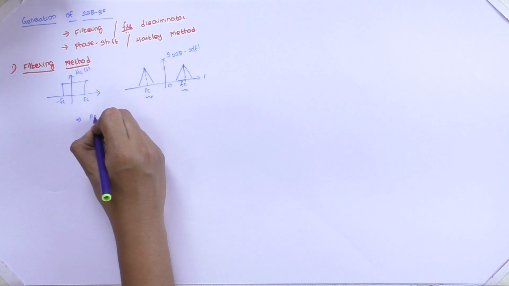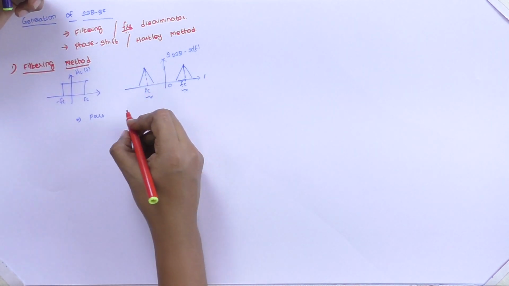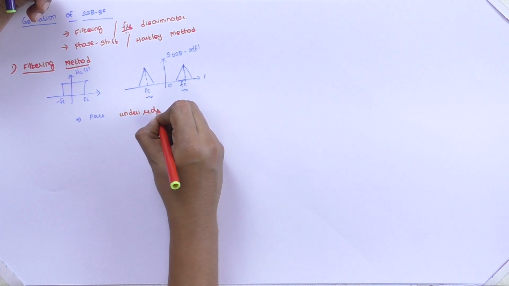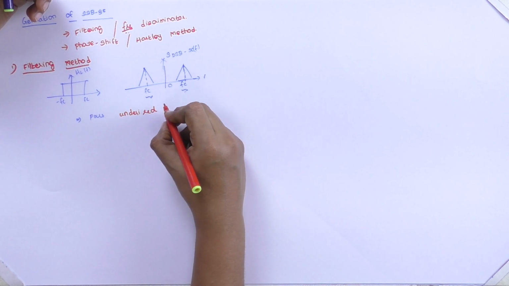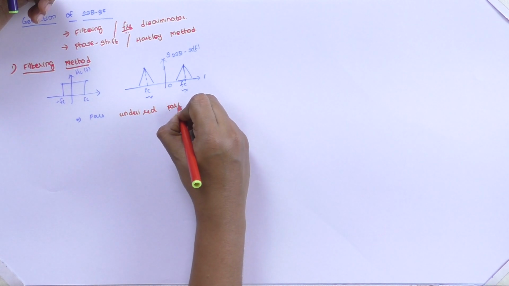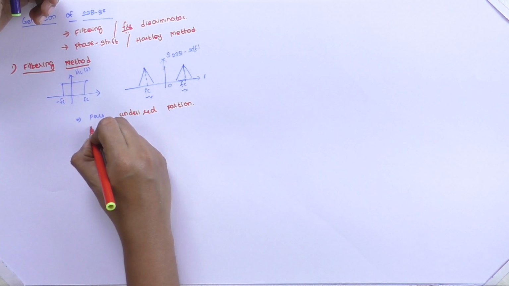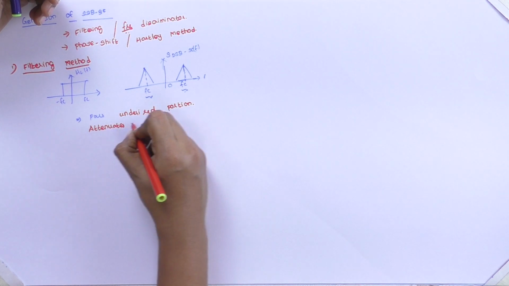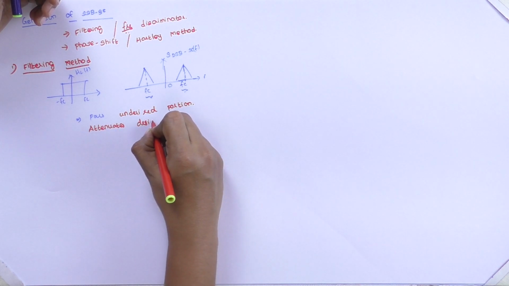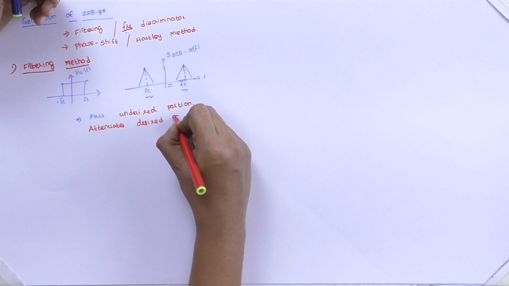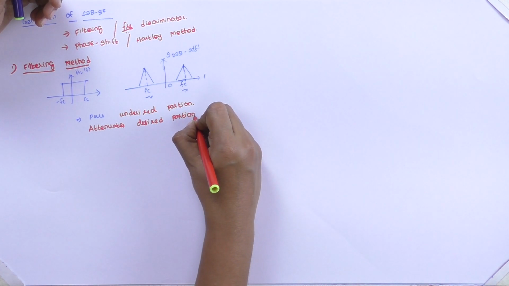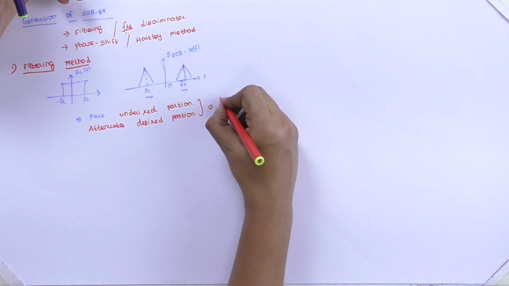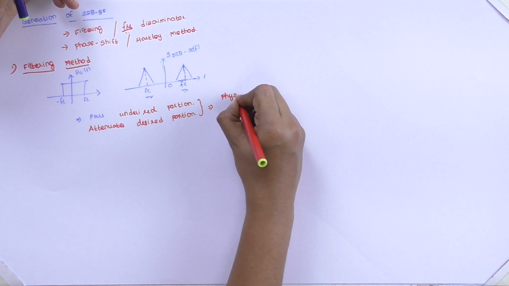That is, it will either pass the undesired portion, because sharp transition is not possible in physically realizable filters. It may pass the undesired portion or it will attenuate the desired portion. These two possibilities exist in physically realizable filters.